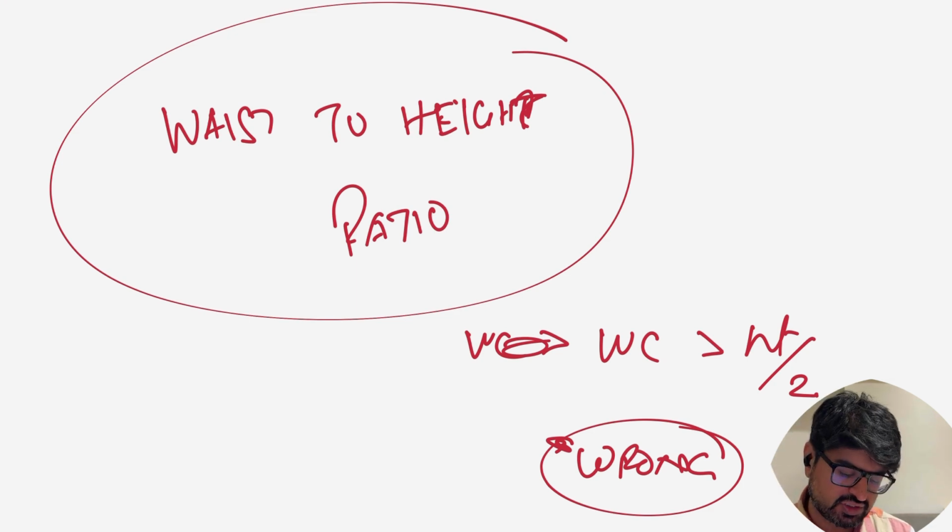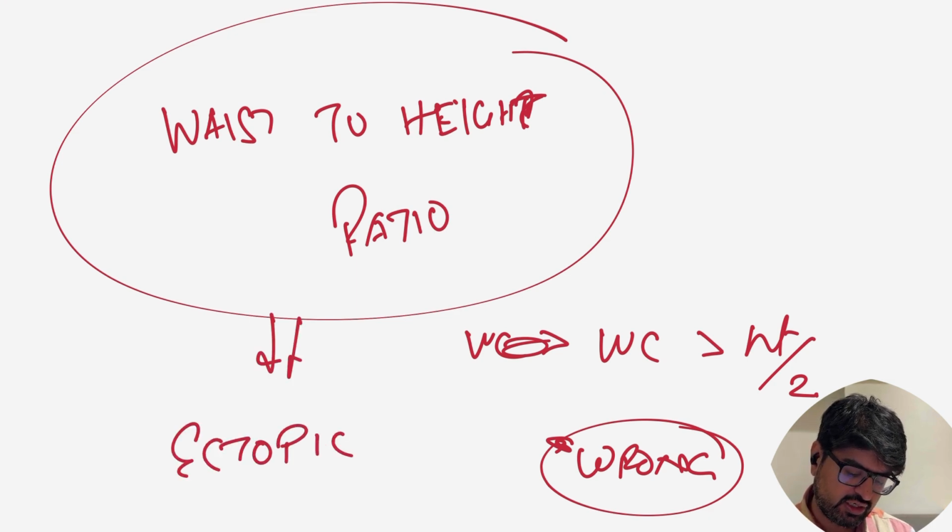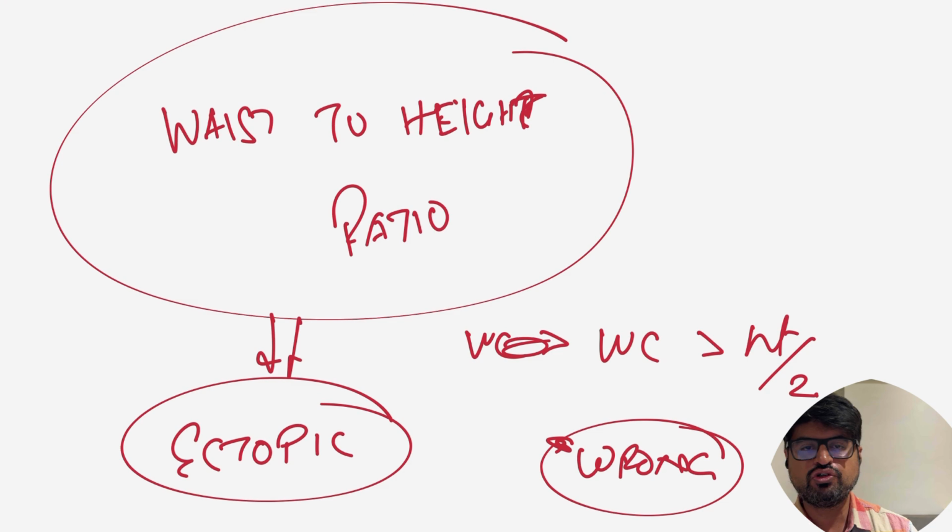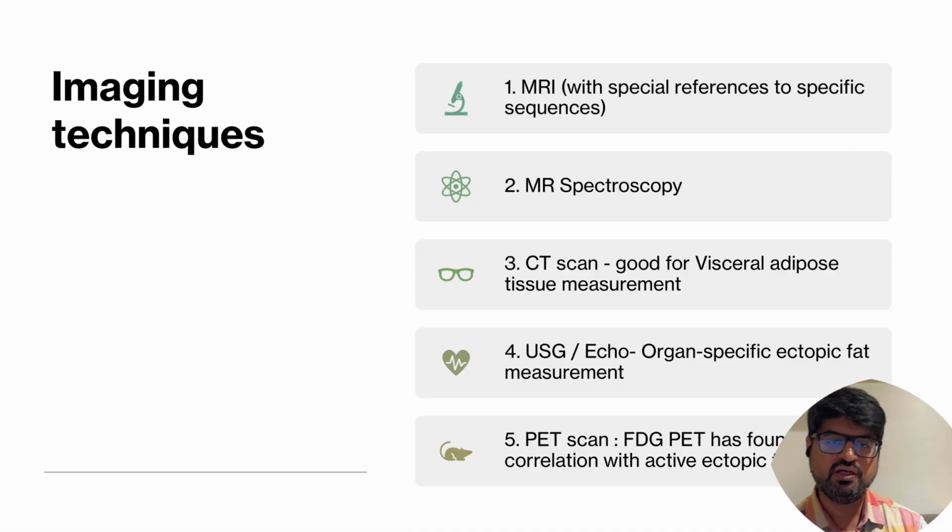Why is this important? Because studies have shown that waist to height ratio has a very good correlation with ectopic fat, right? Those people who are more likely to have a higher waist to height ratio have more ectopic fat, and they are more likely to develop diabetes and its related complications, right? So this is very, very important.